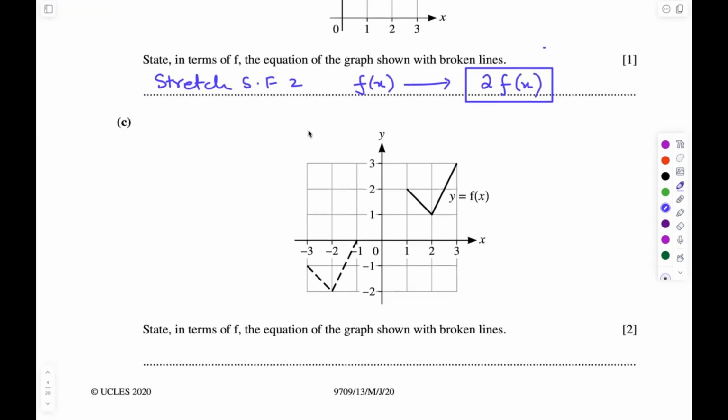In part C, again we have to state the equation of the graph with the broken lines. Now we can see that this is exactly the same shape as the solid line f of x, so there has been no stretch or reflection. However, it has moved in the x and the y direction. If we take, let's say, this point over here, it has moved 1, 2, 3, 4 units towards the left. So it is a translation, first of all.